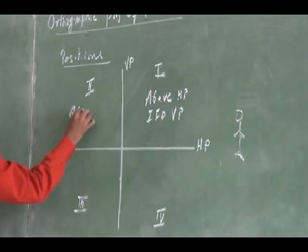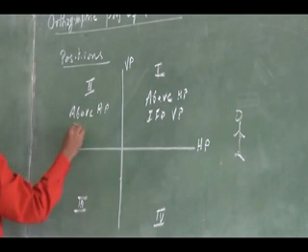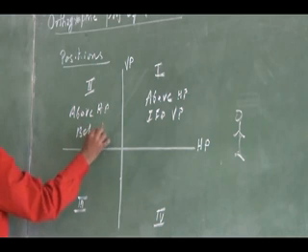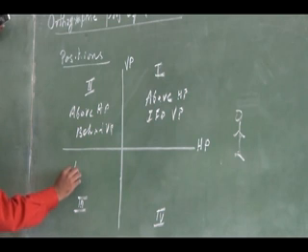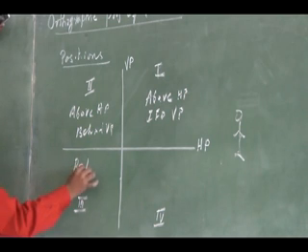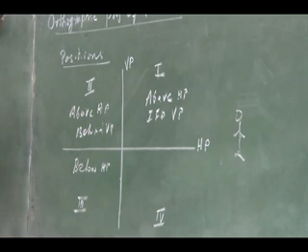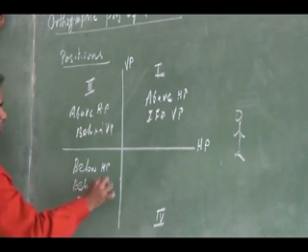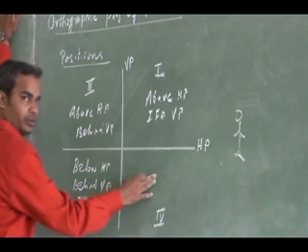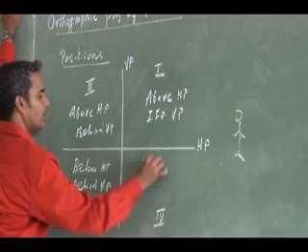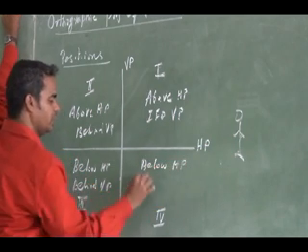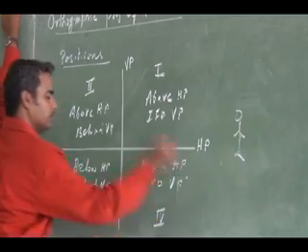Above HP, behind VP. Similarly, if a point is here, it is below HP. Make a note in your notebook, whatever I am writing: below HP, behind VP. And if you place the point in the fourth quadrant, the position will be given like this: it is below HP, in front of VP. Is it clear?